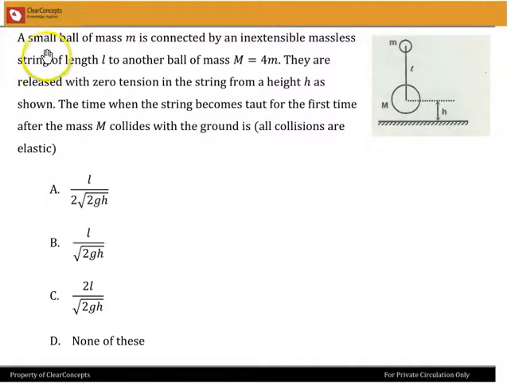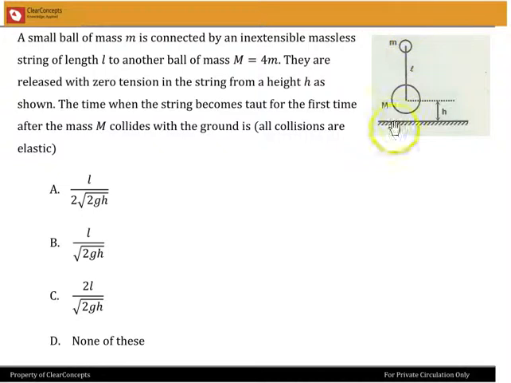Okay, so here's the problem. A small ball of mass m, small m, is connected by an inextensible massless string of length small l to another ball of mass capital M equals 4m. They are released with zero tension in the string from a height h as shown. The time when the string becomes taut for the first time after the mass capital M collides with the ground is, and we're going to begin 4 options, and we have to assume that all the collisions are elastic.